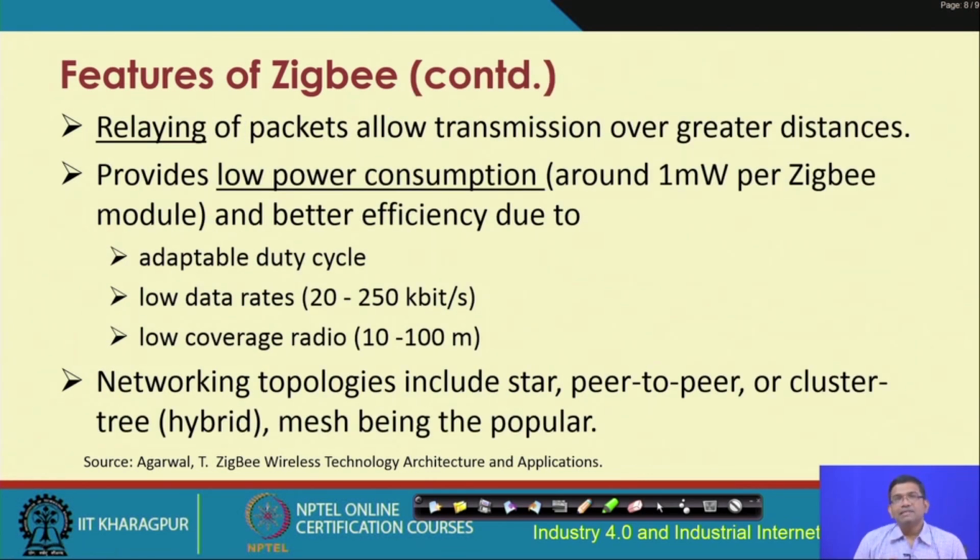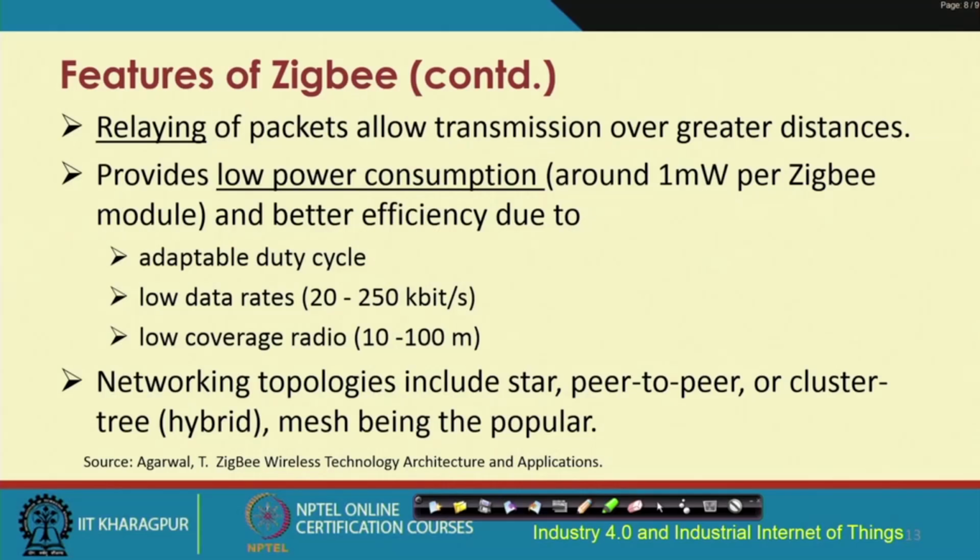ZigBee helps in packet transmission over greater distances with the help of the concept of relaying. Relaying means that if one ZigBee device receives a packet, it sends it to one of its neighbors, and through a multi-hop process the data from the source will be received at the destination node. So, ZigBee supports this relaying concept, this multi-hop communication concept, because of which the communication range can virtually be increased.